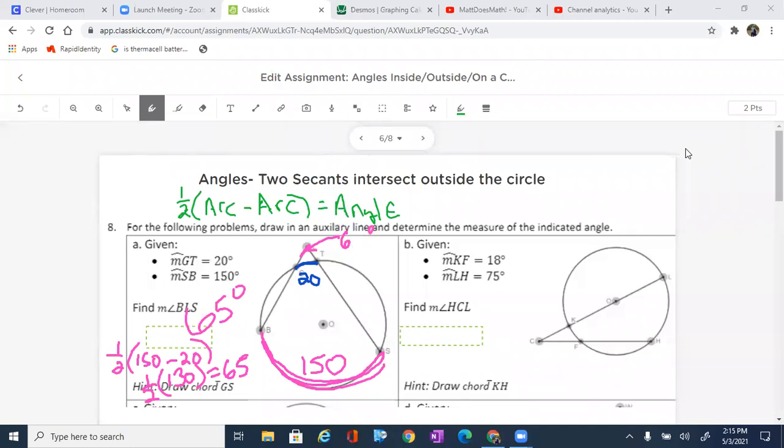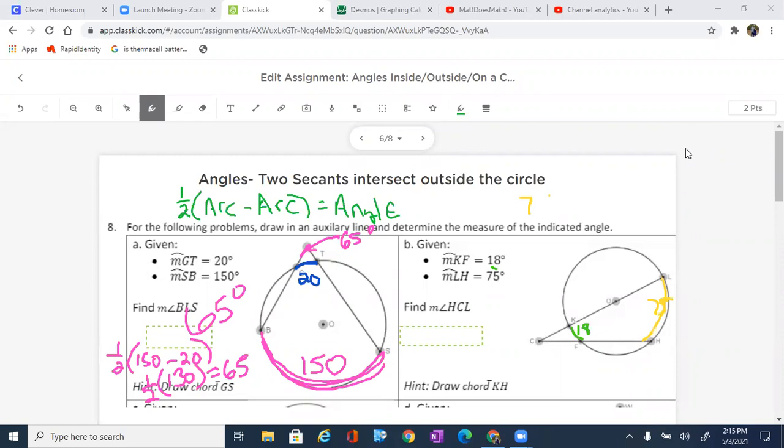Okay, so let's go ahead and get on to the next problem here. It is unbelievably similar, almost exactly the same. We're going to do the exact same process. We are going to take that KF, which is 18 right here, and then take arc LH right here, which is 75. And we are simply going to subtract them and divide by 2.